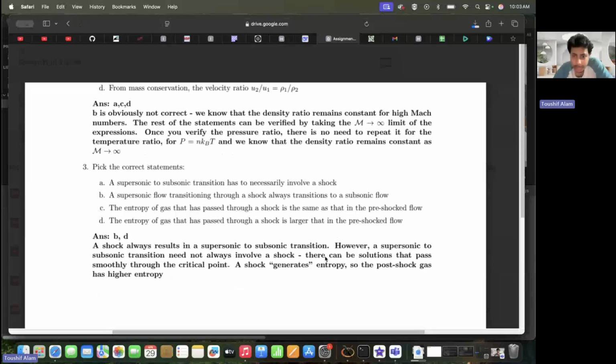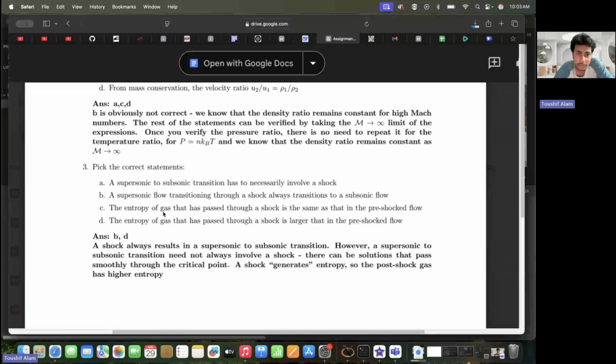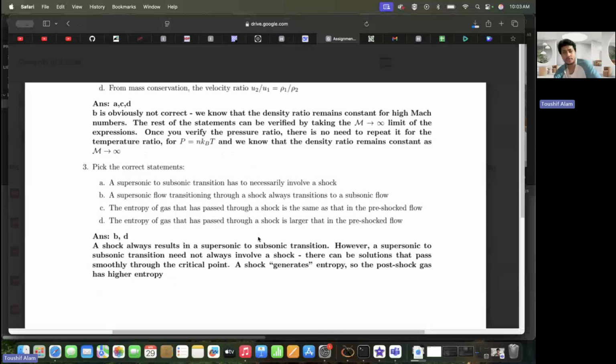There can be solutions that pass smoothly through the critical point. Supersonic flow passing through a shock always transitions to subsonic flow. Basically, when supersonic flow transitions to subsonic it has to go through a shock, but it doesn't mean that every supersonic to subsonic transition involves a shock.